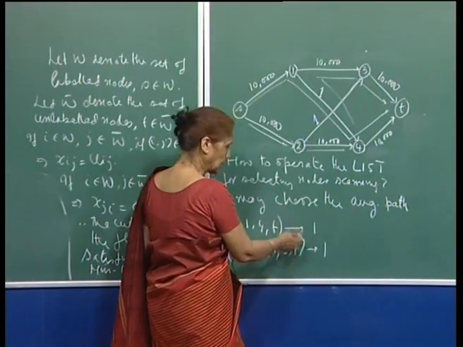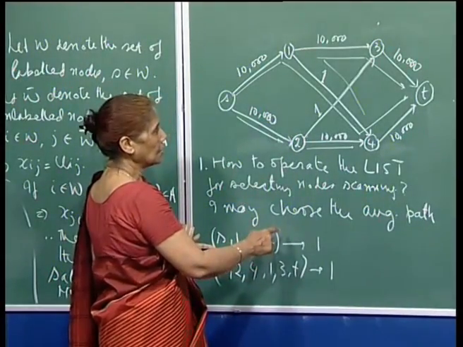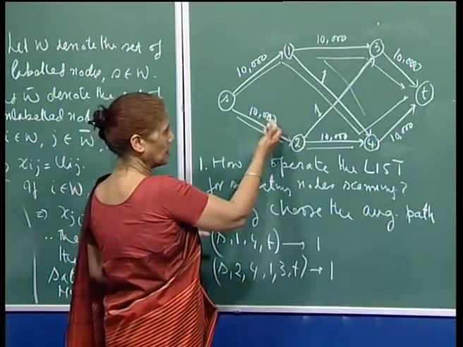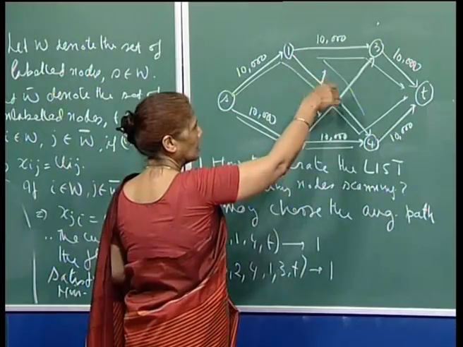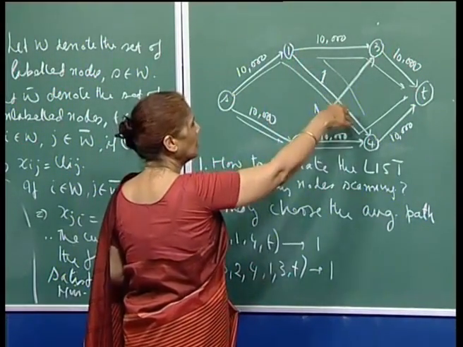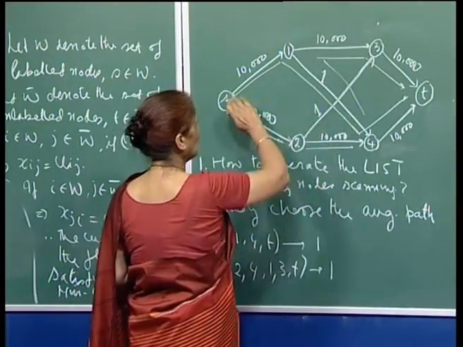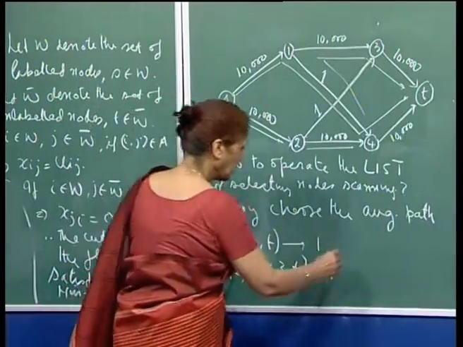And nobody stops me from repeating this, because once I have done this, then I can again choose S, 1, 4, T as an augmenting path, right. Remember, there is enough capacity here, because I have now removed the flow in this direction. So, therefore, I can again label 1 to 4, right. I will do it this way and then go to T.